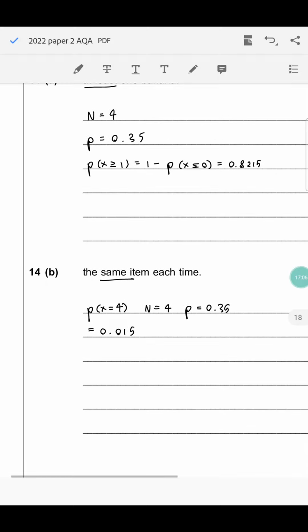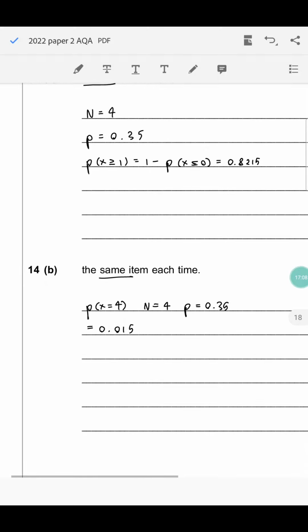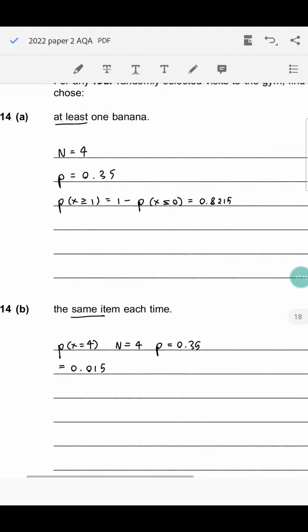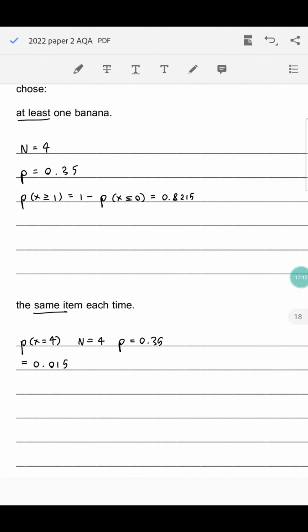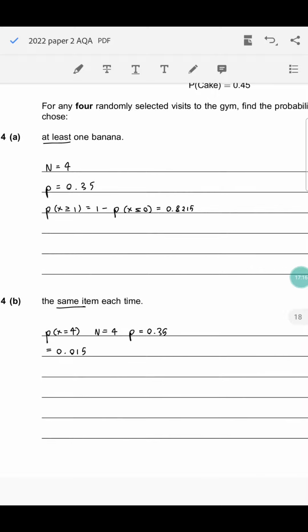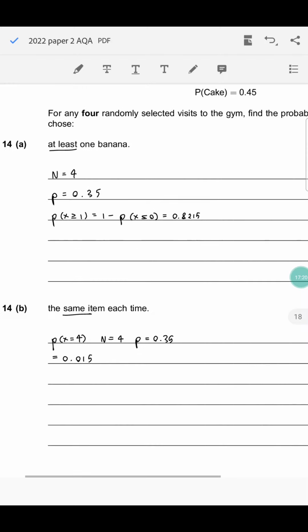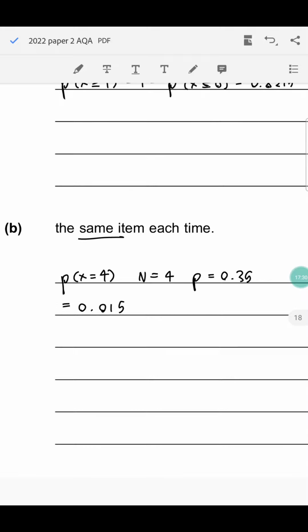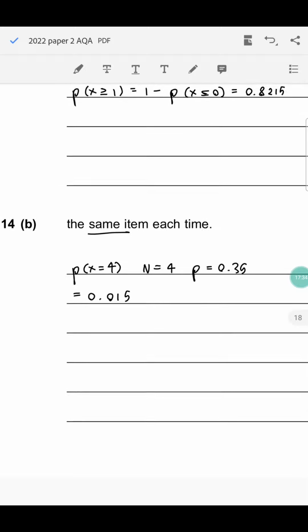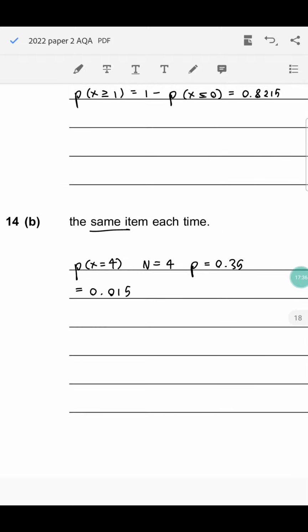Now with 14b, it says the same item each time. So that must mean that we want to find the probability of x being equal to 4, because that's all of the times. Because if it's greater than or equal to 4, it will be a restriction, because there's only 4 randomly selected visits. There's no more than 4. So when the probability of x equals 4, we have the same information, we get an answer of 0.015.